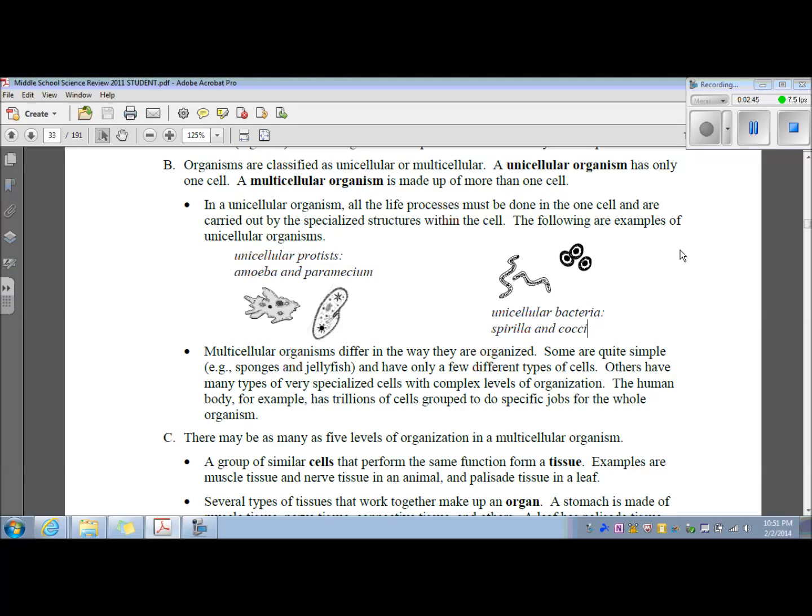Multicellular organisms differ in the way they are organized. Some are quite simple, such as sponges and jellyfish, and have only a few different types of cells. Others have many types of very specialized cells within complex levels of organization. The human body, for example, has trillions of cells grouped to do specific jobs for the whole organism.